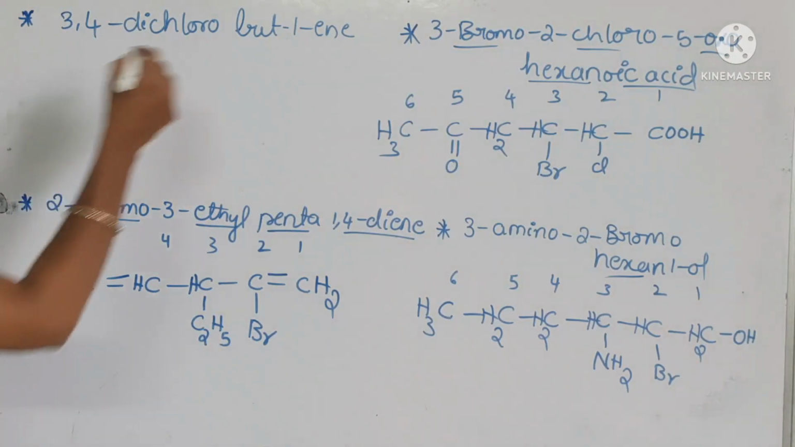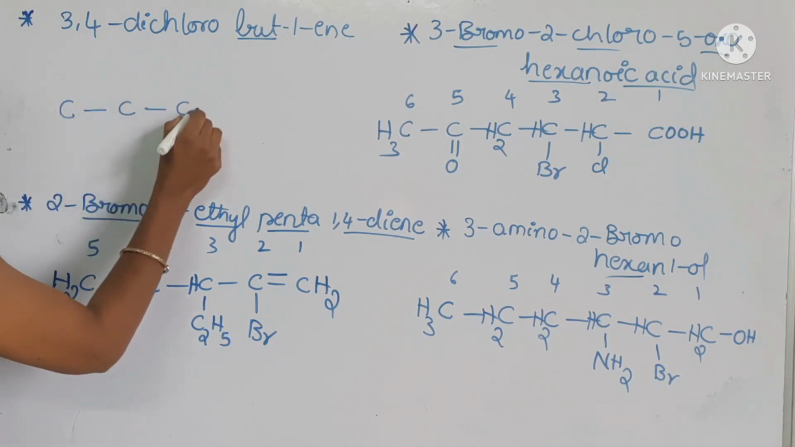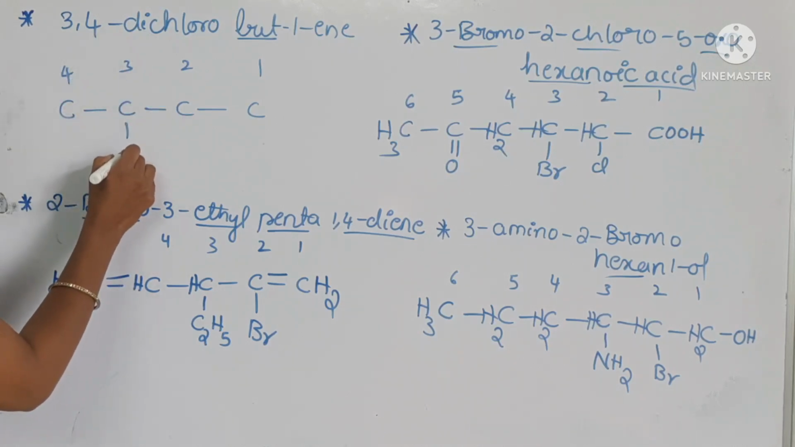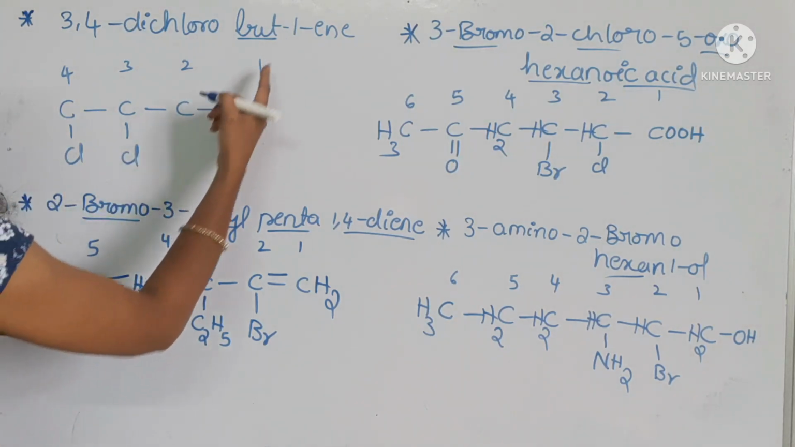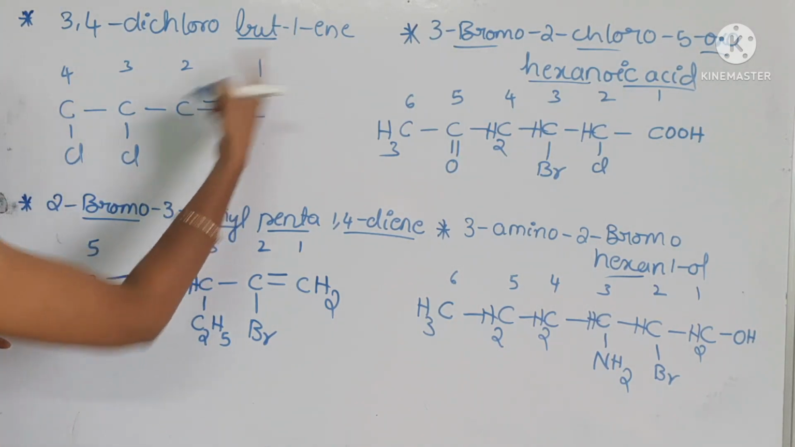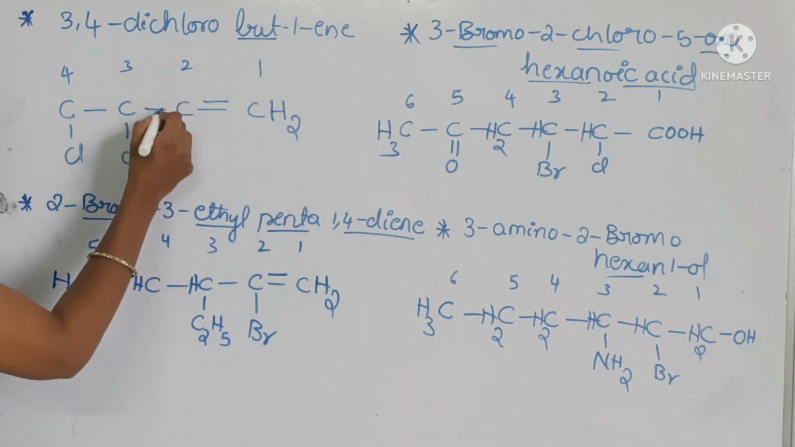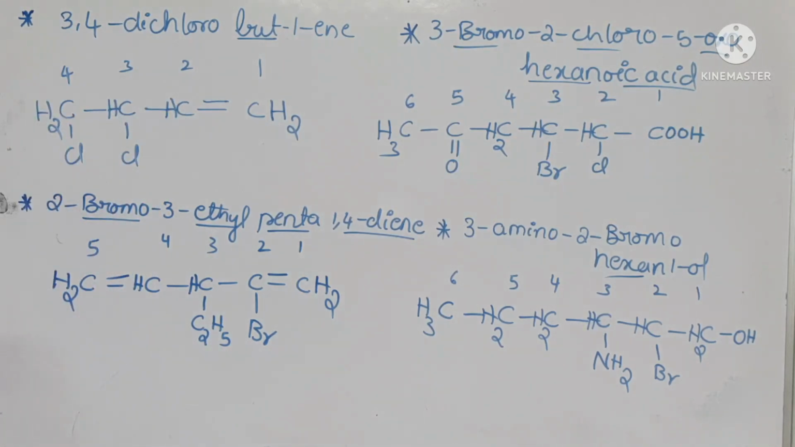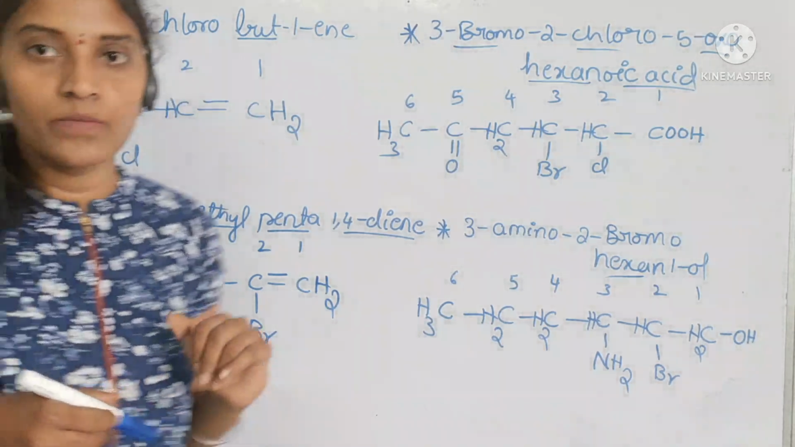Next one, in this molecule, but means 4 carbon atoms. See, 1, 2, 3, 4, 3,4-dichloro. So at third place and fourth place you have to place 2 chlorine atoms. And at first place 1 double bond is there. Next one, you have to see the tetravalency satisfaction. Here it needs 1, it needs 1, it needs 2 hydrogens. Okay, see, 3,4-dichlorobut-1-ene. This is the structure of this organic molecule.